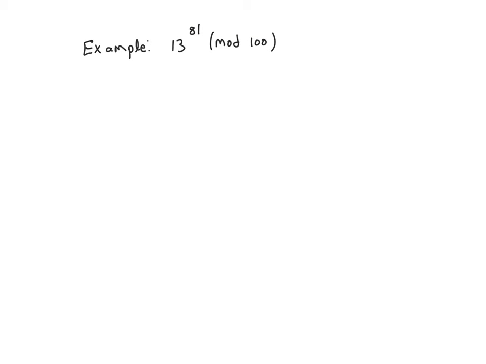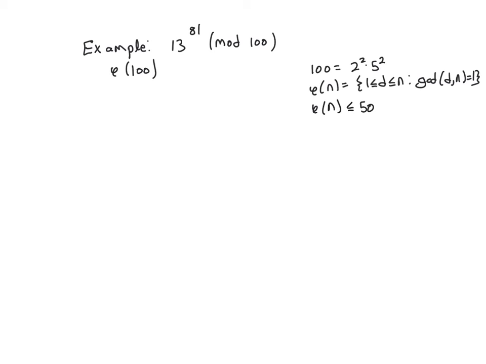So if we want to apply something like Euler's theorem here, we need to figure out what phi of 100 even is. Well, 100 is 2 squared times 5 squared. The Euler phi function is supposed to be counting those numbers d that have no common factor with n, which means d can't be even and d can't be a multiple of 5. So you're looking at odd numbers between 1 and 100. That tells you you've got at least 50. Starting at 1, skip counting by 2, there's exactly 50 odd numbers between 1 and 100.